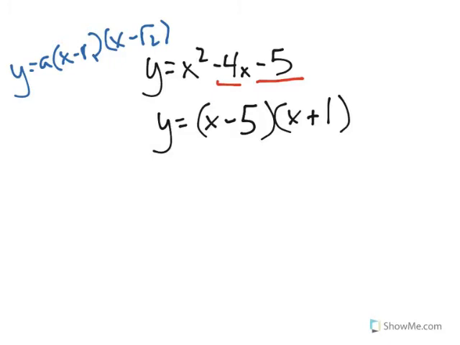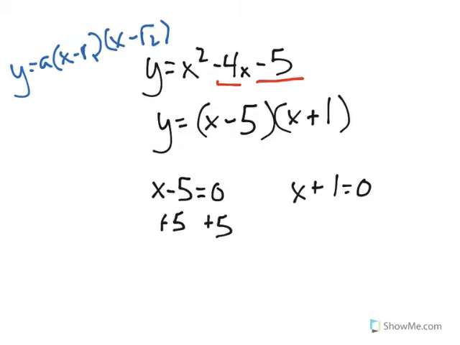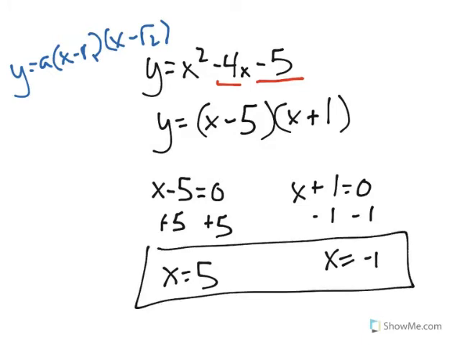Now to find the roots, all I need to do is set each of those two terms equal to 0 and solve. So if I start over here on the left, all I have to do is add 5 to both sides, and I get x equals 5. Over here on the right, all I have to do is subtract 1, and I get x equals negative 1. So these would be the roots of my parabola, and then we already have the vertex, so now we have enough information that we can graph this parabola.